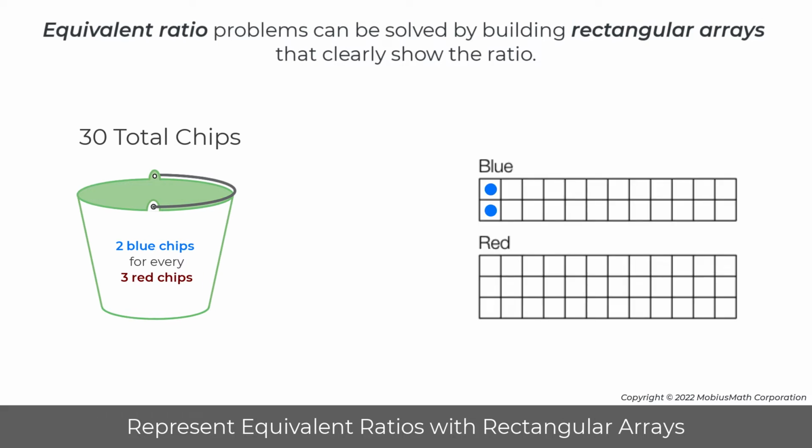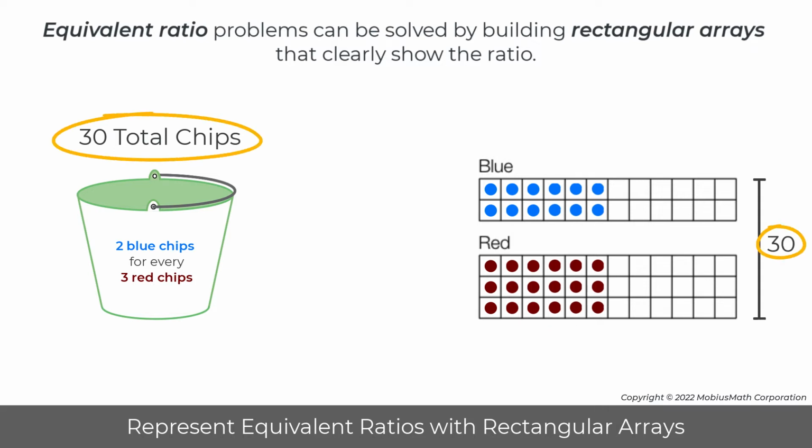One set of 2 blue chips and 3 red chips can be organized in a pair of rectangular arrays. This set represents a total of 5 chips. Additional sets of 2 blue chips and 3 red chips can be added to the arrays until there is a total of 30 chips. Notice that the original ratio of 2 blue chips for every 3 red chips holds for these 30 chips, 12 blue and 18 red.